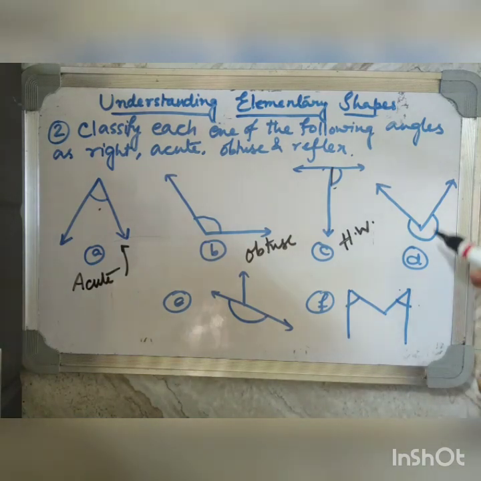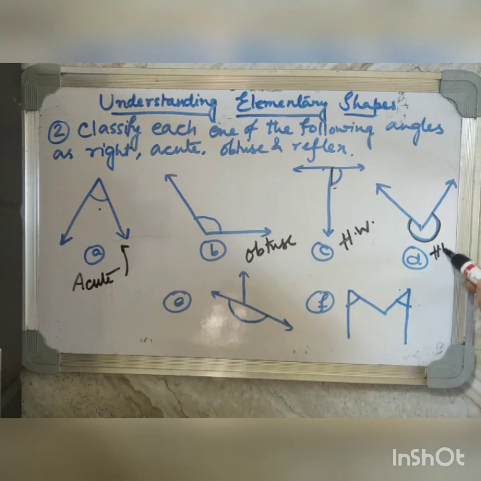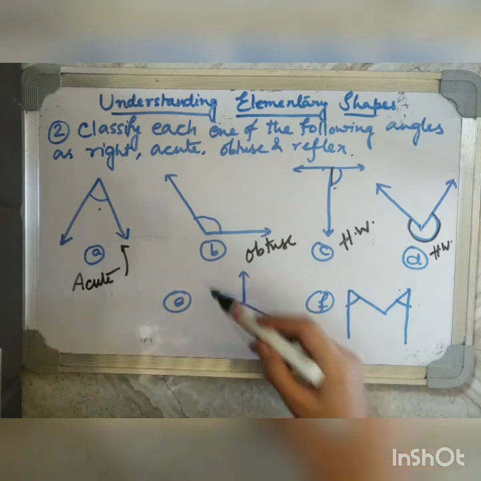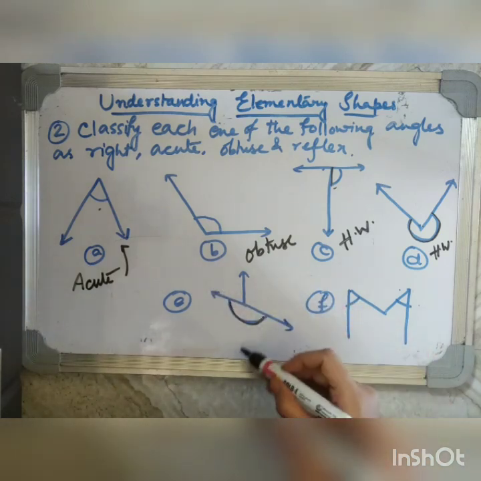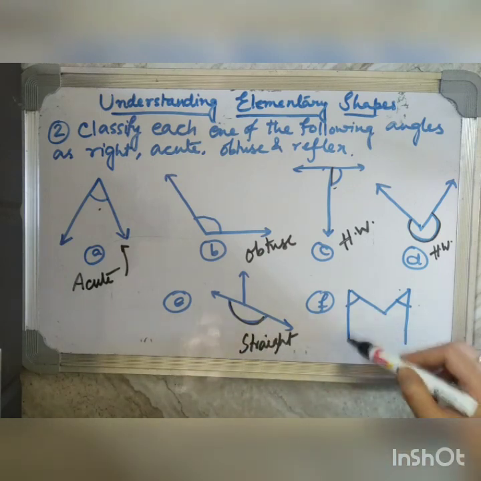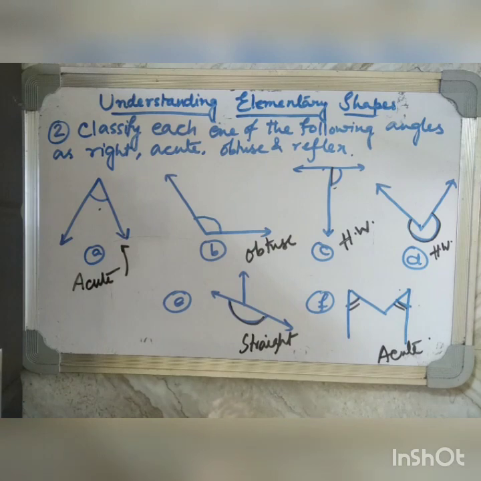Okay. Now this one, obviously this is more than 90 degree and obviously more than 180 degree also, isn't it? So this one will be your homework. You can say this, I know that. Now this one, obviously a straight angle, a straight line making an angle. So obviously it will be a straight angle. And this one also 2 acute angles are there making. So these will also be acute angles.